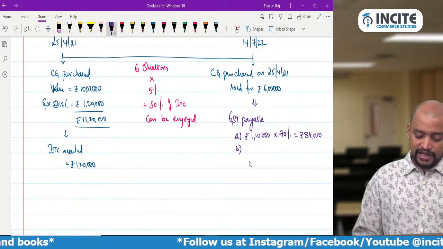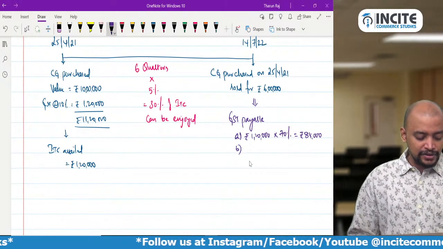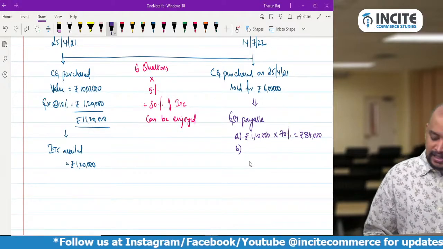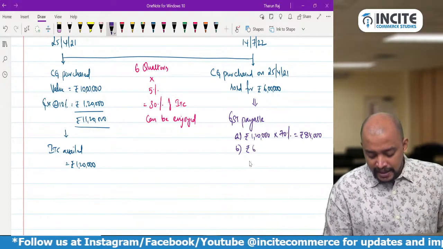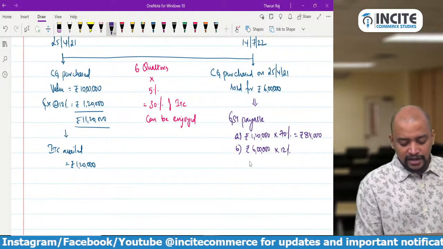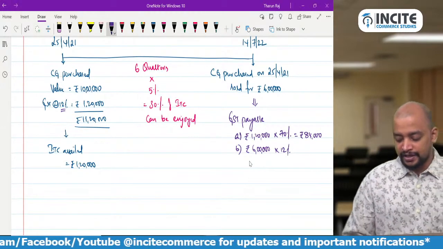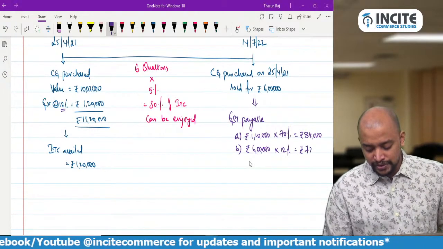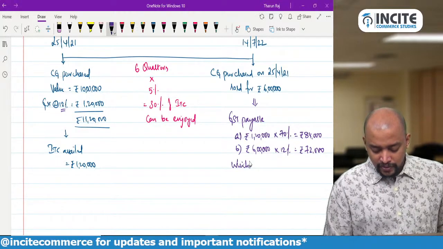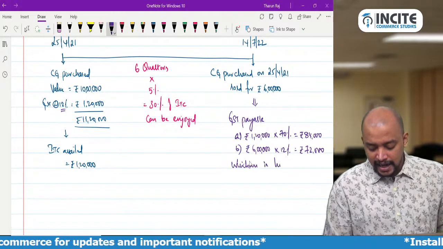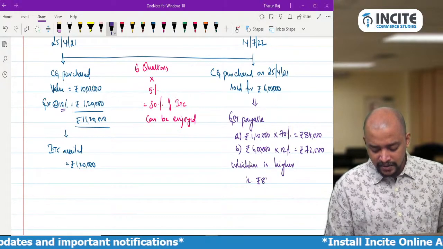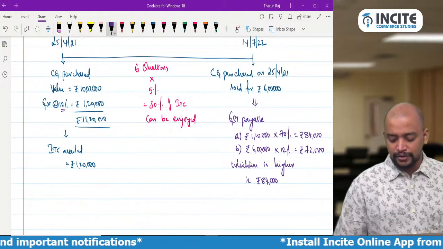What is the sale value here? 6 lakhs. So 6 lakhs into, what is the rate? 12%. From where do we get 12%? GST rate is 12%. That is 72,000. Whichever is higher is the GST payable. That is 84,000. Got it?